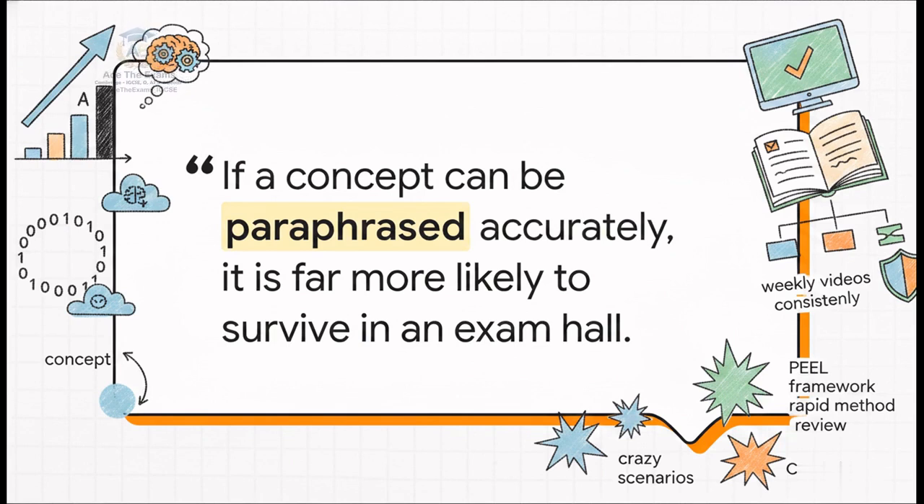Students who implement these computer science strategies see an average improvement of 2 grade boundaries, but only if they practice consistently with our weekly videos. Think about that for a second. You can jump from a C to an A simply by changing how you structure your thoughts and your answers. But this massive transformation only happens if you put in the reps. You have to internalize this reasoning so deeply that no matter what crazy out-of-the-box scenario Cambridge throws at you, your brain automatically defaults to the PEEL framework and the rapid method review.